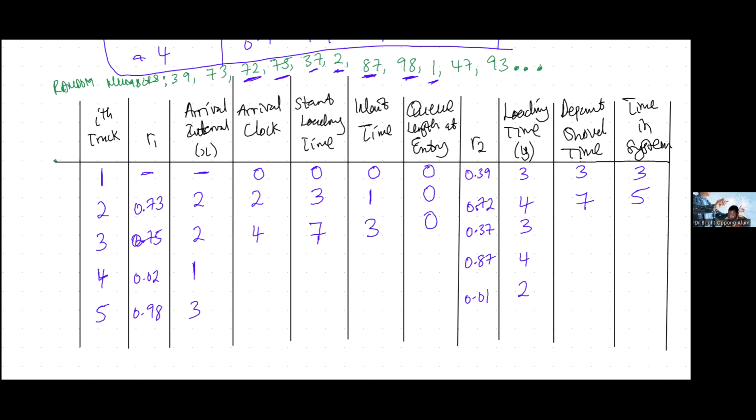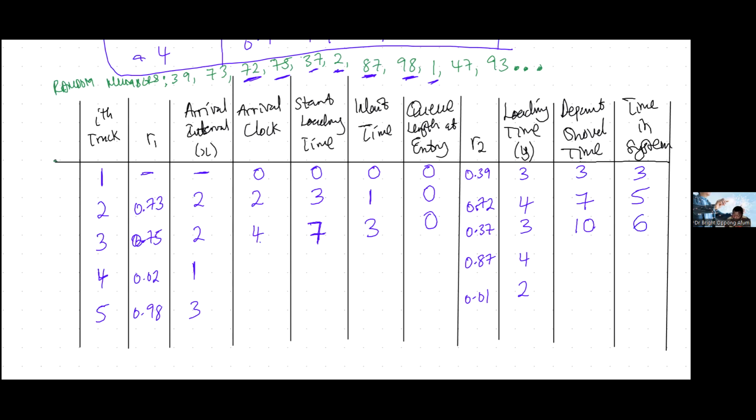Then we ask ourselves, when we are loading, it's going to take 3 minutes to get loaded. So when can it leave? It can only leave after we start loading, 7 minutes plus 3 minutes. So it can only leave in 10 minutes. Then how much time has it spent in the system? It will leave in 10 minutes. It arrived at the fourth minute. So therefore it has spent 6 minutes in the system.